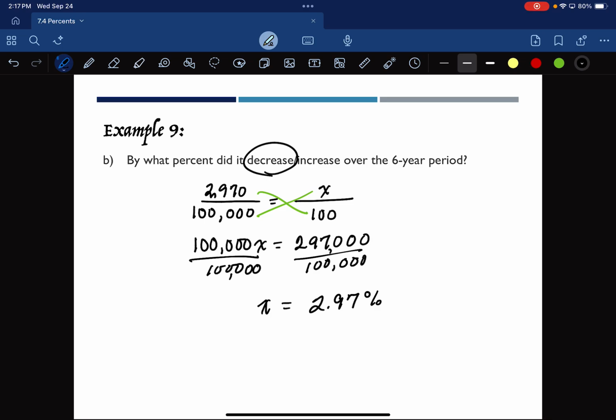The second question, part B, sort of levels the playing field. It's what actually shows you at the end that the percentage answer you get did not depend on the value of the house you started with.